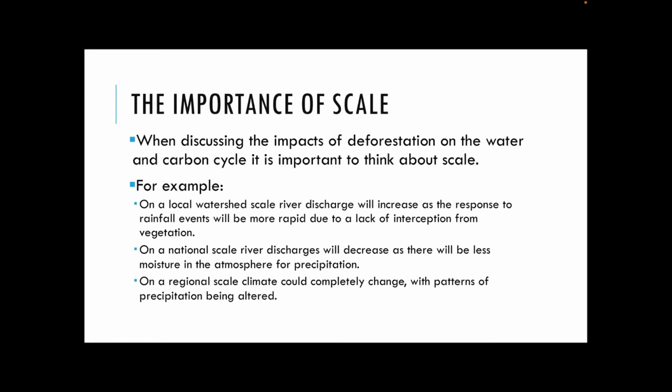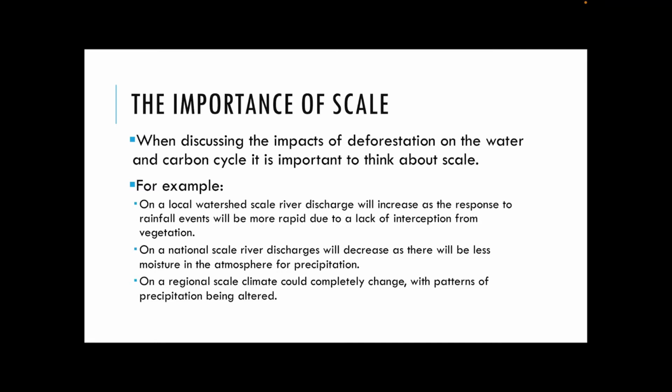So on a local scale, river drainage basins will see an increase in discharge from rainfall events, so more flashy response to rainfall events, and that's typically because there is going to be less interception from vegetation, so there is likely to be more surface runoff, so more water will get into the river systems quickly.